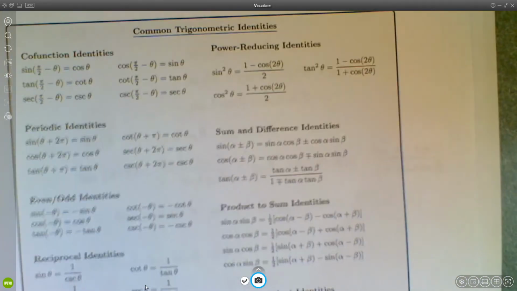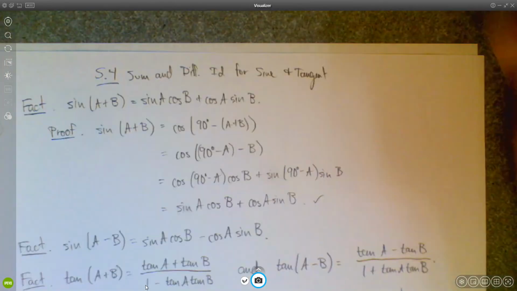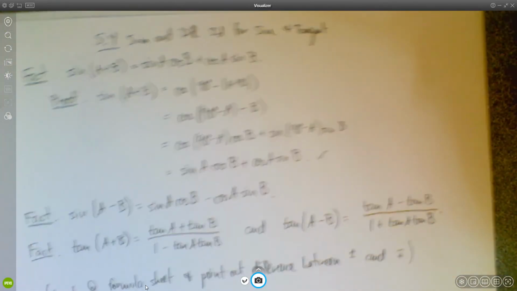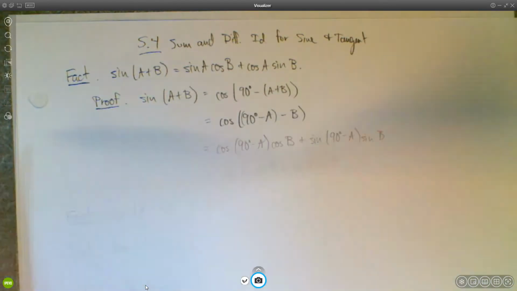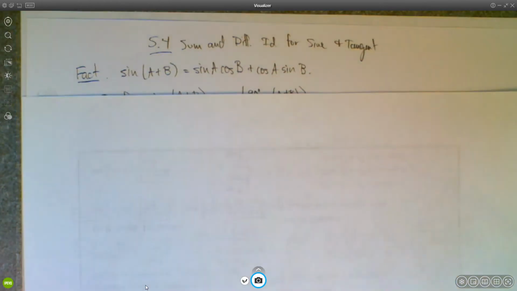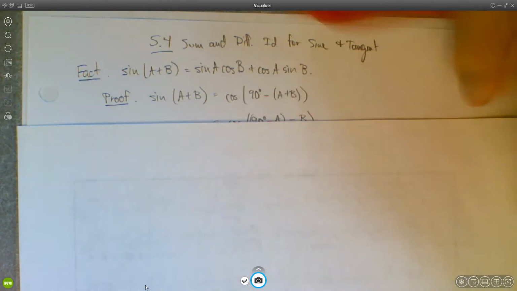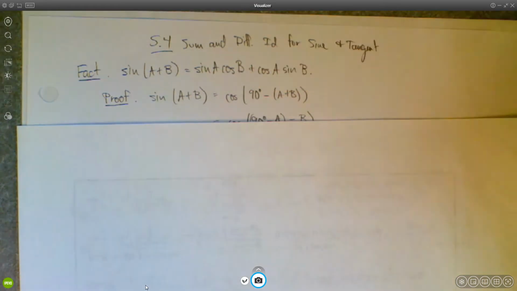So proving these identities is just a matter of applying what we know about the sum and difference identities for cosine from the previous section. So sine of a plus b is sine a cosine b plus cosine a sine b. And here's a proof of that fact. Notice that sine of a plus b is cosine of 90 degrees minus a plus b. That's just using that cofunction identity.